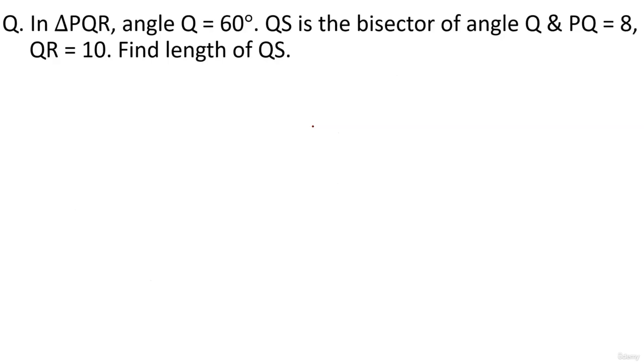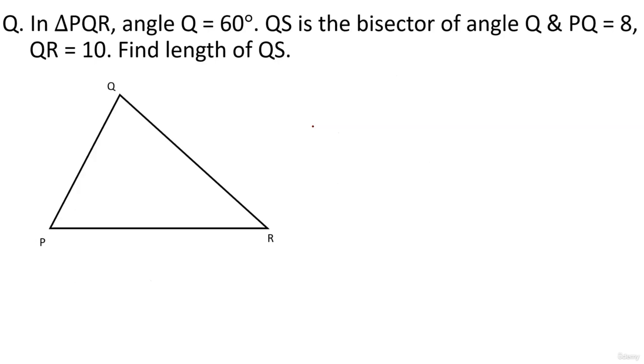In triangle PQR, angle Q is 60 degrees. QS is the bisector of angle Q, PQ is 8 and QR is 10. Find the length of QS. You can pause the video and try it out. Okay, guys, so take triangle PQR right now. I have drawn QS. It is the angle bisector, so the angle will split into 30 and 30, right? And it's given that QP and QR are 8 and 10 respectively.